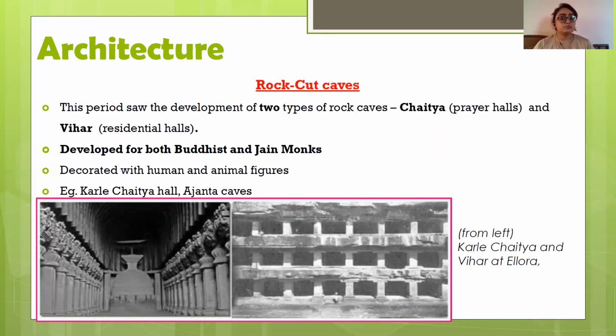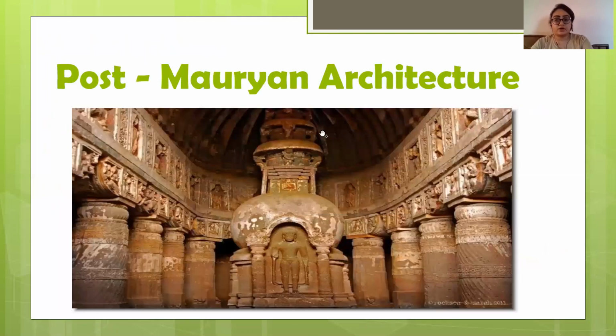These are decorated with human and animal figures, and some examples are Karle Chaitya Hall and Ajanta Caves. Here is your Karle Chaitya Hall, and here is one Vihar at Ellora. Vihar, that is living spaces, used to be like this, like small rooms, and here is the prayer hall, Karle Chaitya Hall. These were called rock cut caves because they have been made through cutting the rocks. We are learning about the post-Mauryan architecture now.